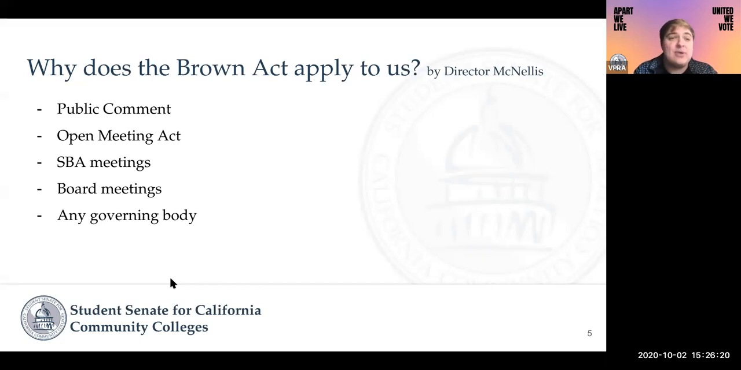But yes, every SBA is subject to the Brown Act. I have seen everything. I think Emma, Angie, Julie, and I can all say we've seen every extreme of websites. We've seen websites that have minutes from 2012 but are still updated to today. We've also seen websites that haven't been updated since 2012.